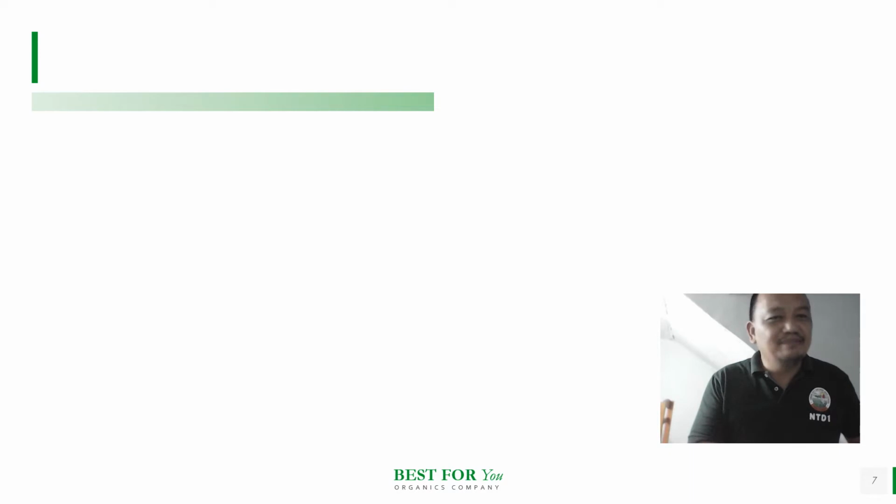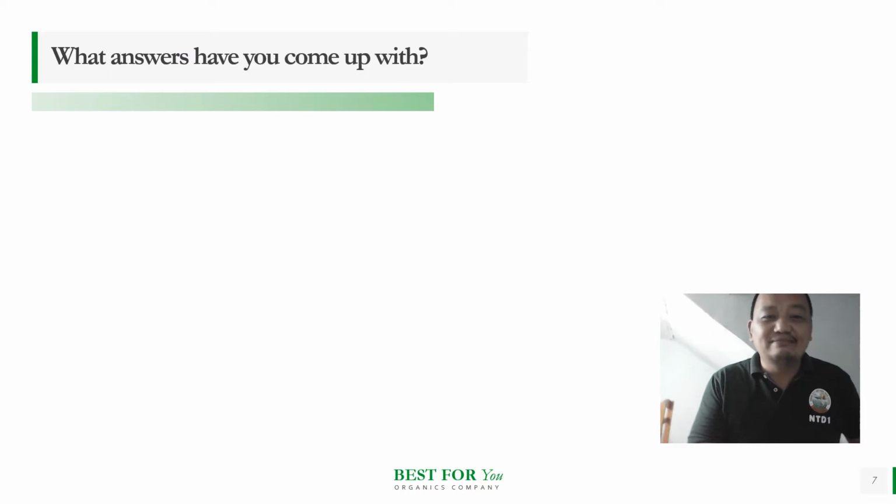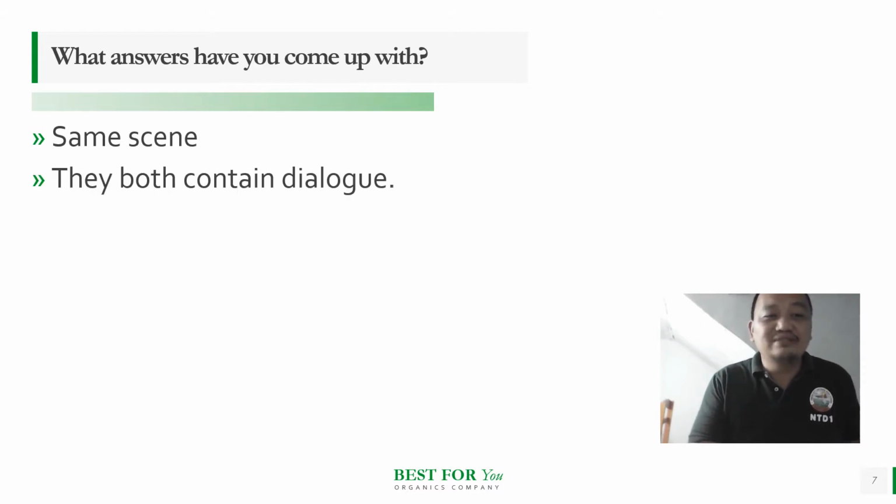Here's a much better view, if you know what I mean. So what answers have you come up with? I hope you have come up with some or all of this. The two sample texts are actually referring to the same scene, just written in different ways. They both contain dialogue or words that are expressed by a character in the story or the drama. They both tell a story, which is basically what drama and fiction is about. It's a story of life.